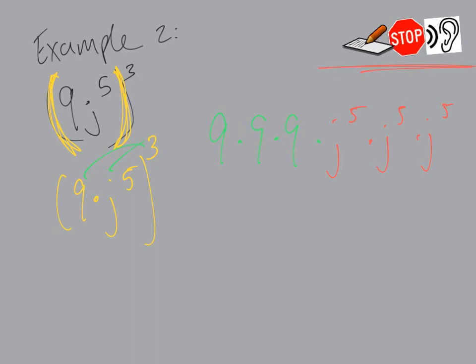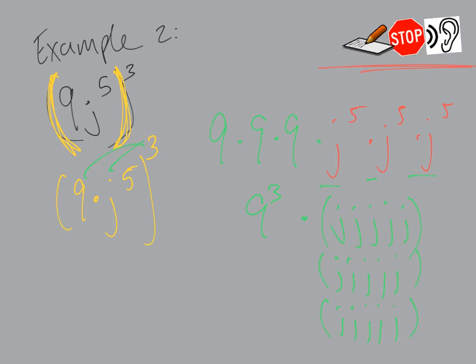So this shows that we took 3 9's, or 9 to the third power, and we're multiplying it by j to the 5th to the third power, so 3 groups of j to the 5th. If I expand this out, I know that that's j times j times j times j times j, and I just repeat that 3 times. So 1, 2, 3, 4, 5, 1, 2, 3, 4, 5.